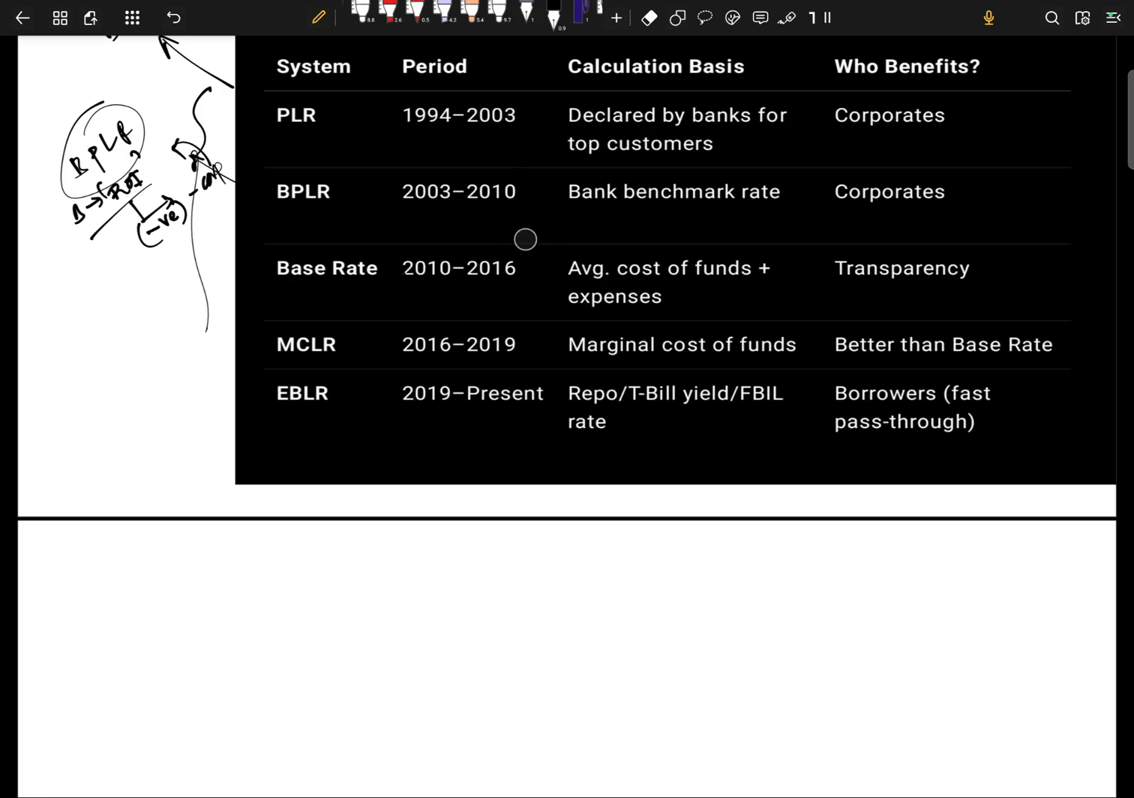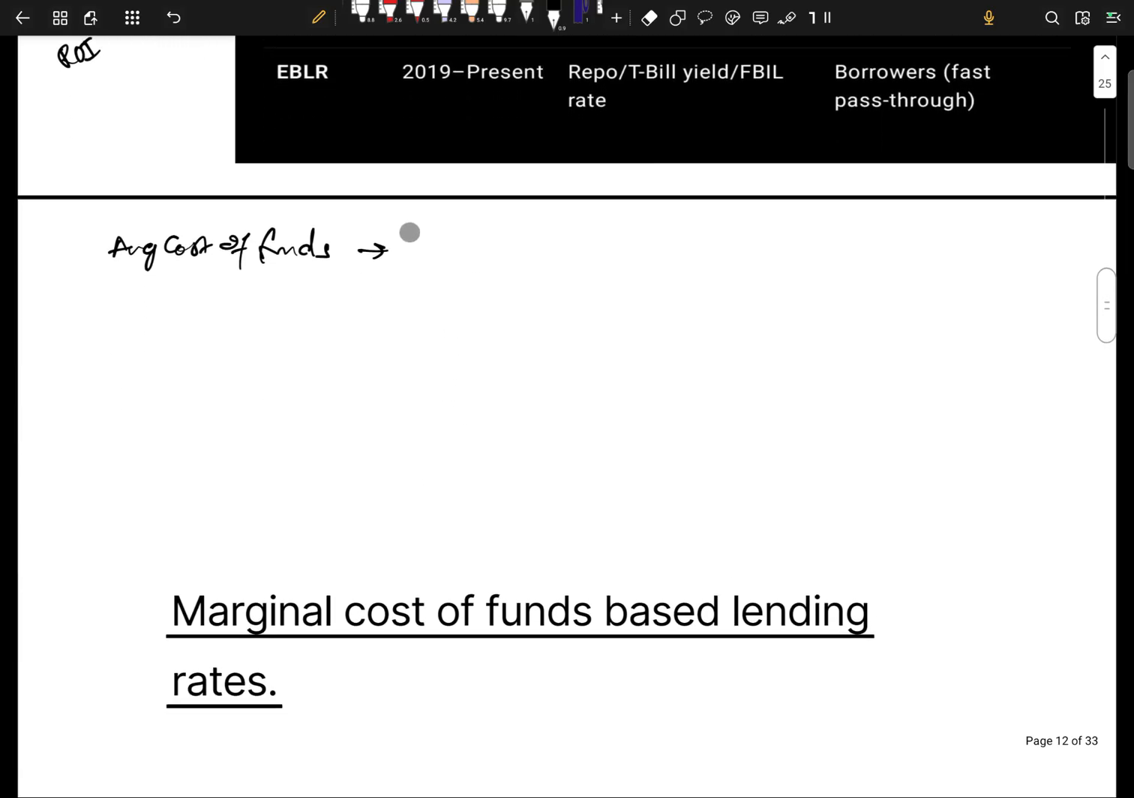And from 2010 to 2016, they used something called the base rate. Under this, banks decide their rate of interest by calculating their average cost of funds. So let's see what average cost of funds means. Let's say banks have to pay interest of 5% on demand deposits, right? 5%. Let's say the bank took total demand deposits of 1 crore.